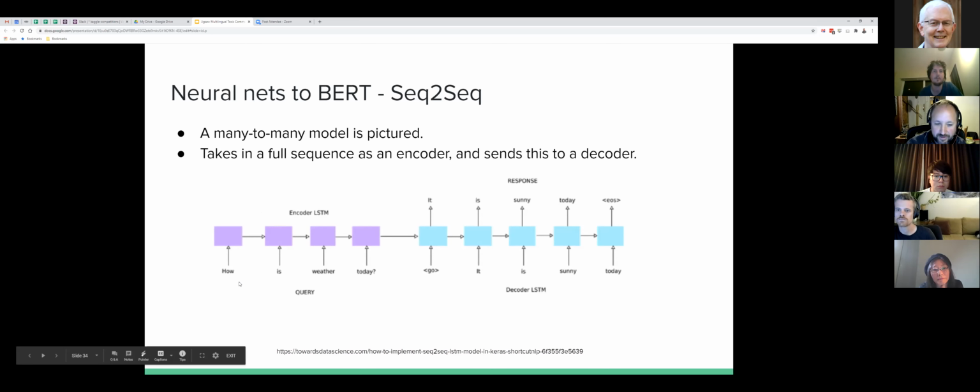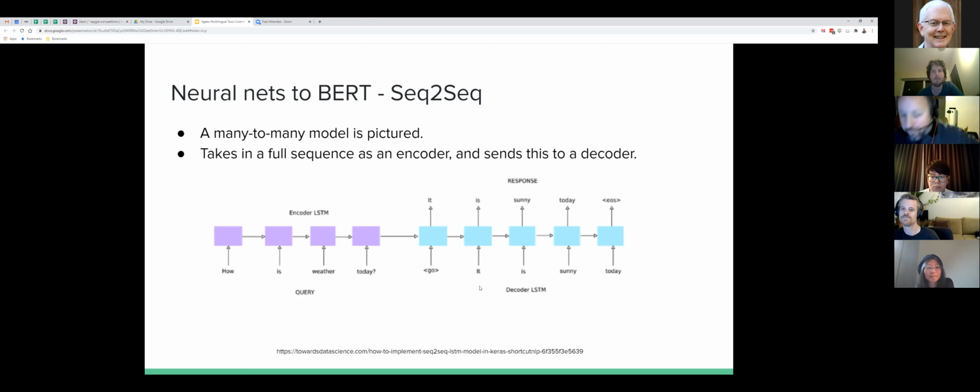In this case, it's a question answering system. We've got "How is the weather today," and it's decoding as "It is sunny today." This kind of many-to-many model where you've got lots of inputs and lots of outputs is really good for machine translation as well, where you're going from English to French or whatever.